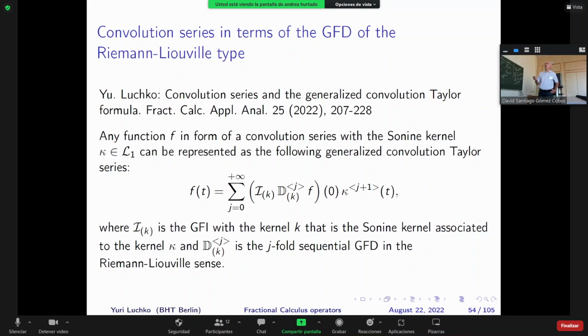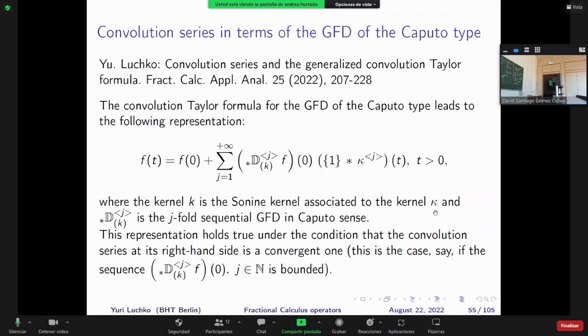So you see that we have here the same coefficients as in the case of the Taylor formula, and we have here the j plus 1 fold convolutions of the function kappa, and kappa is the kernel of the corresponding general fractional integral. So the Taylor series, of course, that we all know from analysis is a very particular case of this formula, and in the case of the Caputo type fractional derivatives, we can use also the same machinery and get another representation. Yeah?